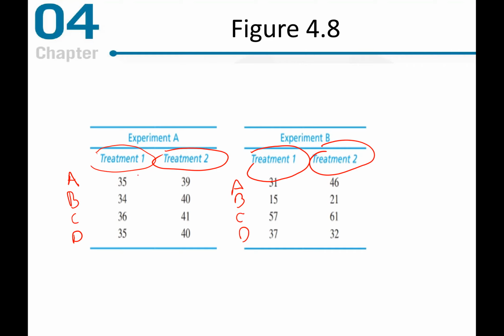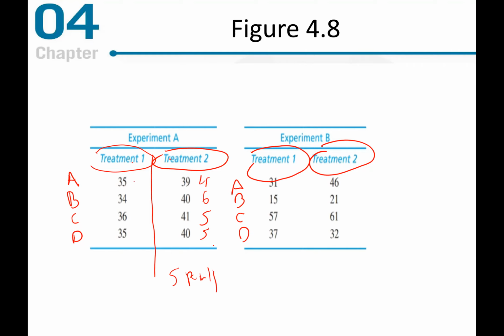The difference in the scores between treatment 1 and treatment 2 is pretty obvious in experiment A, right? Like 35 to 39 is a difference of about 4, 34 to 40 is a difference of about 6, 36 to 41 is a difference of 5, and another difference of 5. So the difference between these two treatments is about 5 points.